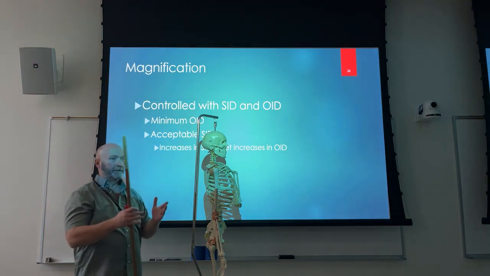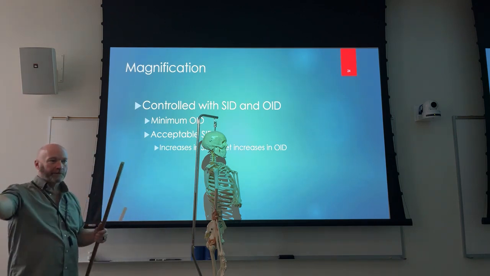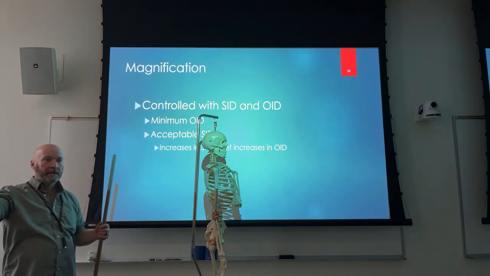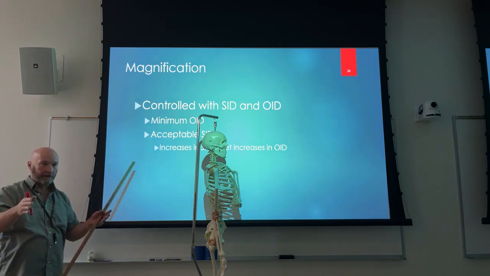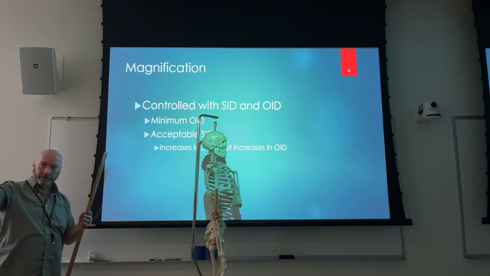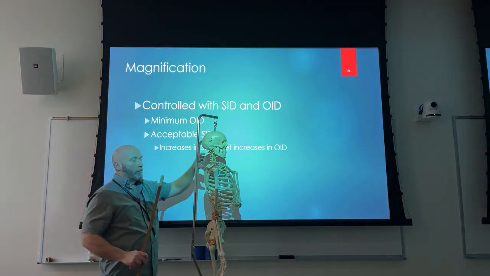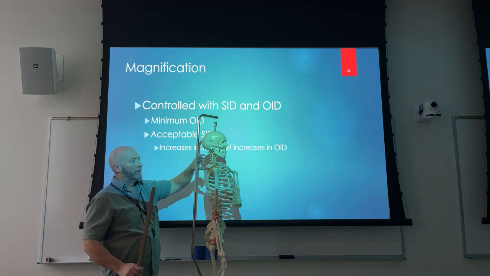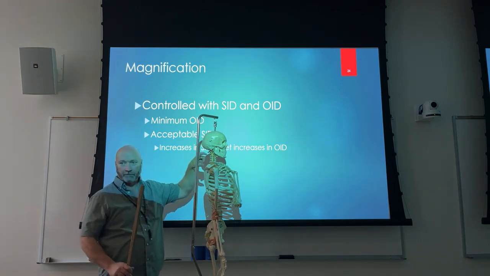So to mitigate the divergence of the central ray, I started experimenting with 10-foot SID, so that the longer your SID, the less divergent your central ray, right? So you back up your SID and collimate down, and the further back you go, you're using more of the center of the central ray.